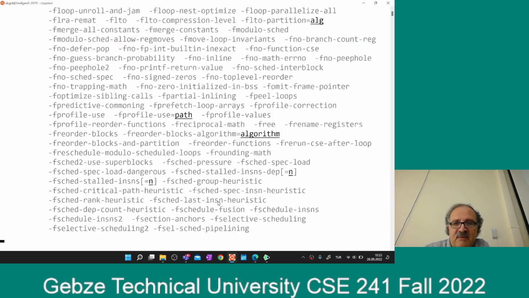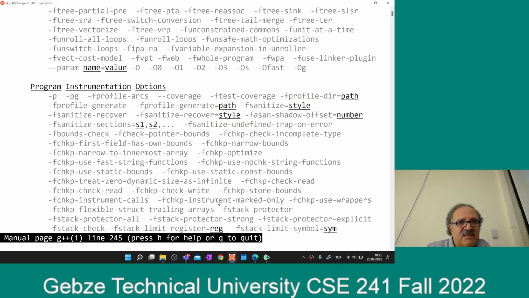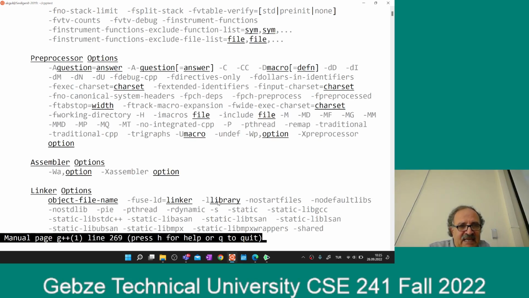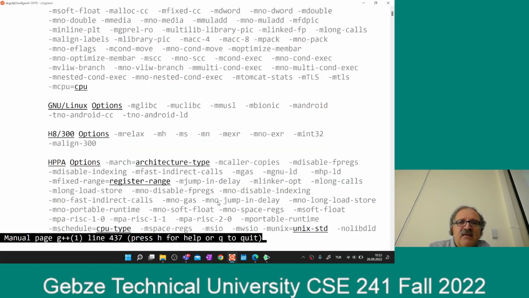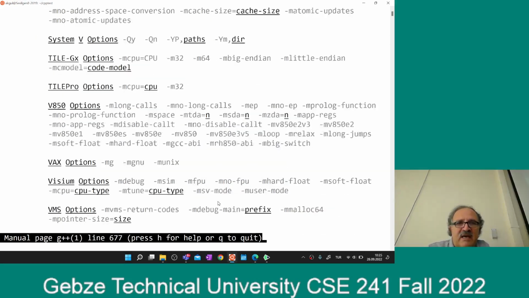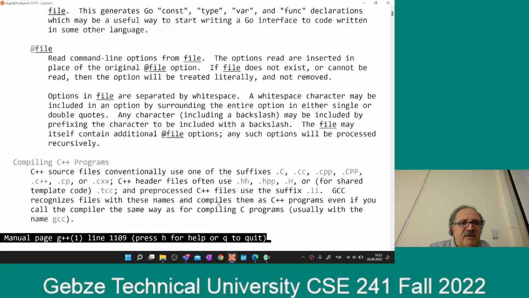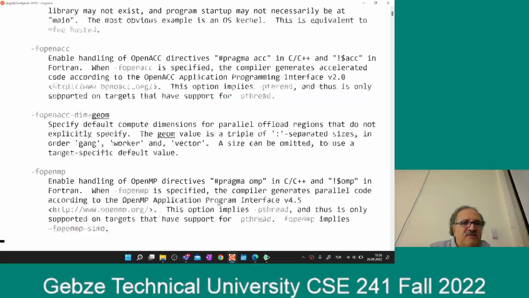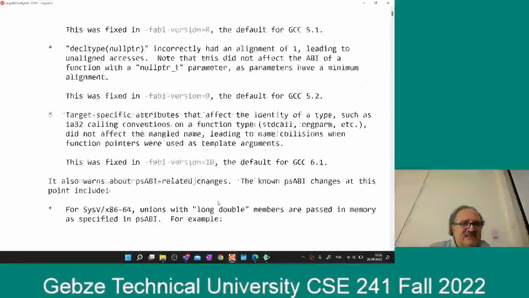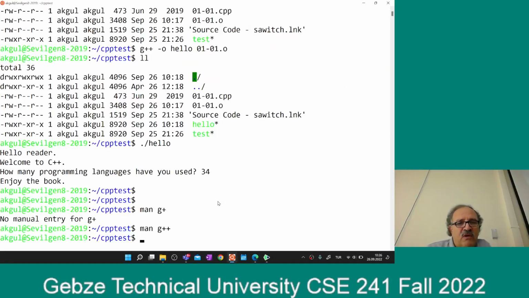So as you see, there are many optimization options, many other options, assembler options, linker options, and this goes on and on, right? It looks like there is no end, and there will be other kind of specific options. Now these are the explanations. So if you need to know what kind of options I have, you will read that documentation.